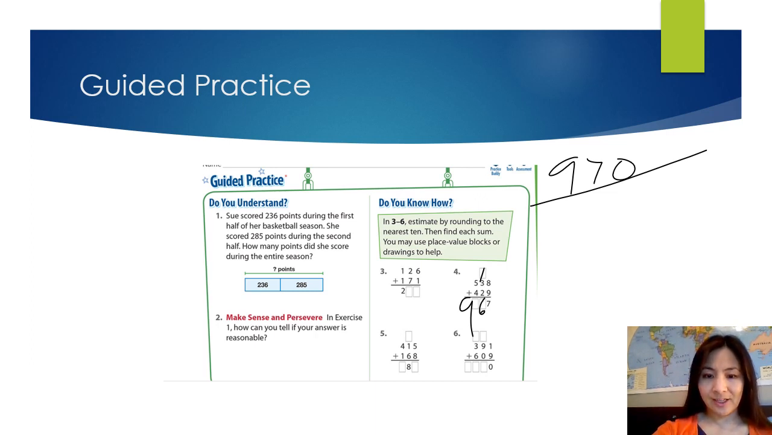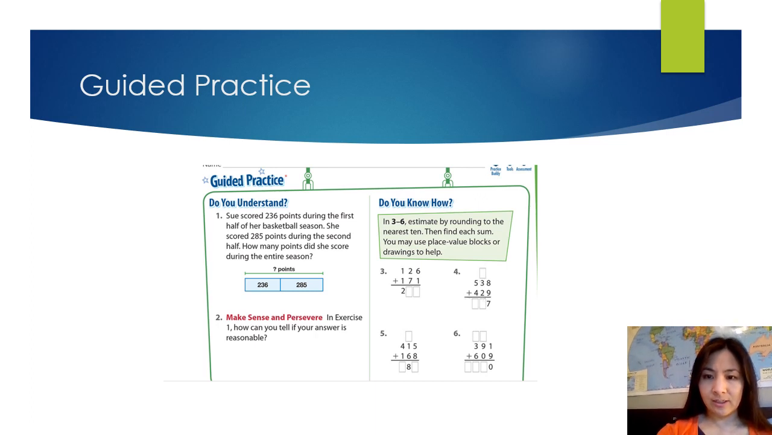Okay, let's go ahead and erase this and try number 6. Guided practice.